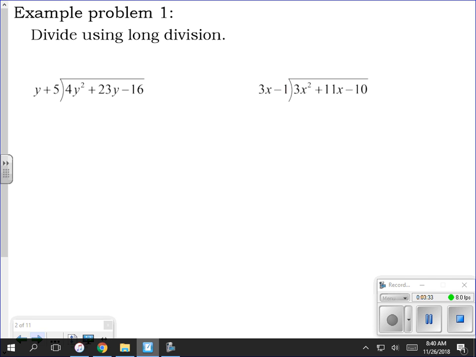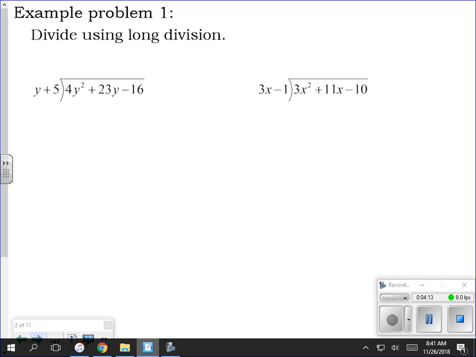Okay. First thing is I have to check what's underneath the divisor. Is it in standard form? And do I have every power represented from the highest one down? So I have y squared, y to the first, and then no y at all. If I was missing a y to the first, let's say 23y wasn't there, and I just had 4y squared minus 16, I would have to put a space in there for that missing y term. Every power from the highest one down has to be represented. I don't have a problem on either one of these two. If I do, I just have to add a 0 in there to take the space, and we'll show you that when that comes up.